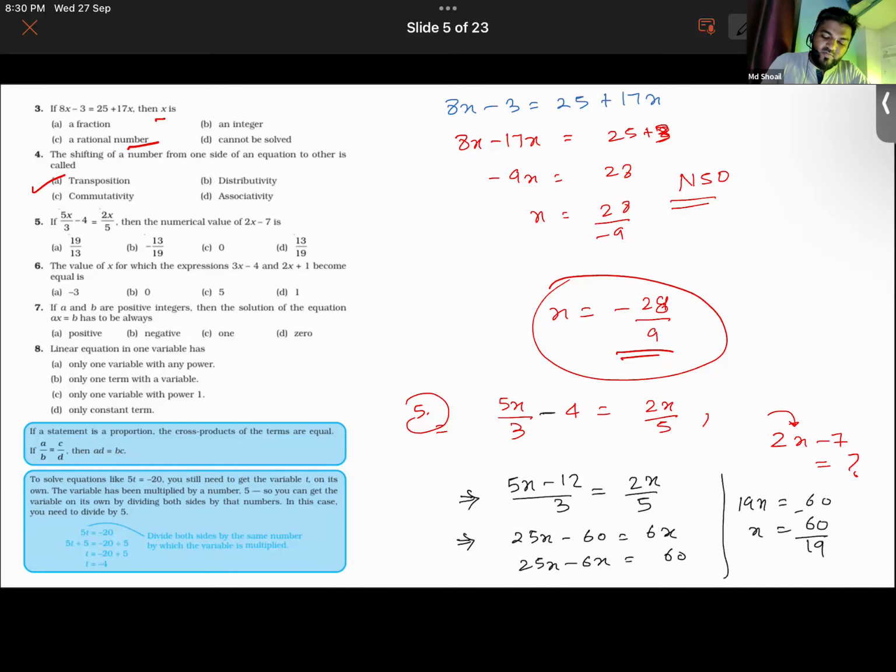So the x value will be coming. Are you getting 60 upon 19? Yes, sir, I'm getting 60 upon 19. Okay, and then you will be putting it here. It will be 120 upon 19 minus 7, right? 2 multiplied by 60 upon 19 would be 120 upon 19.